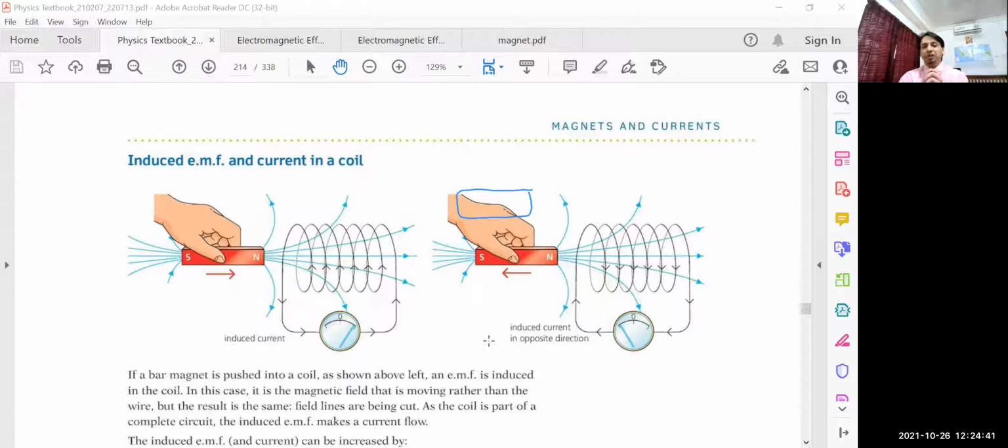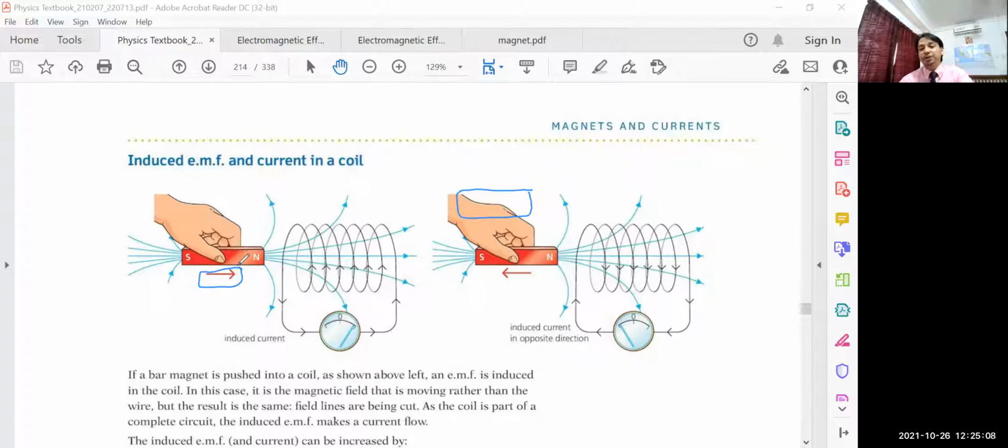Here in this diagram, children, on the screen, you can see a coil. Many turns are there, okay? And the magnet is there. Look at the sign of arrow of this magnet, children. This sign indicates that this magnet is not stationary. It is moving, it is approaching and trying to insert in the coil.